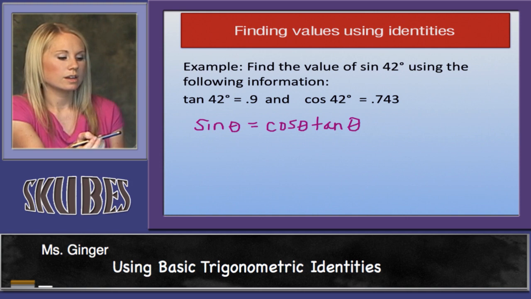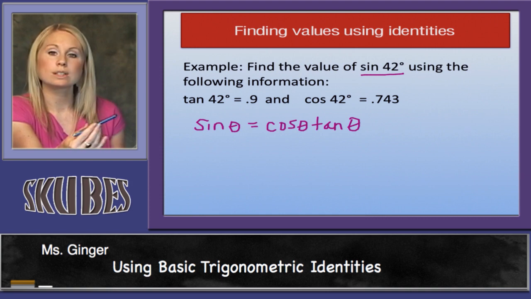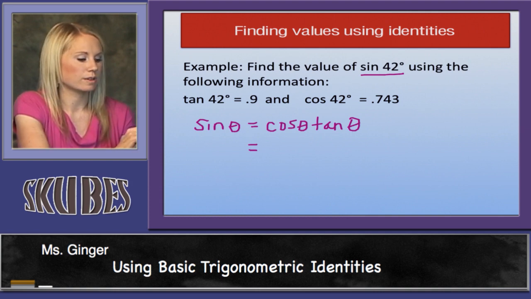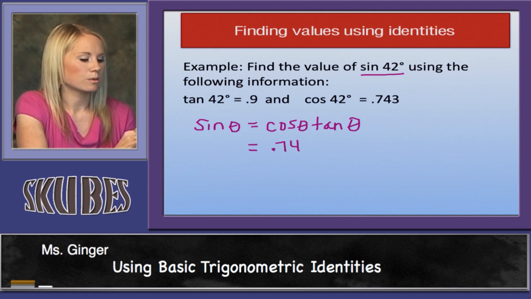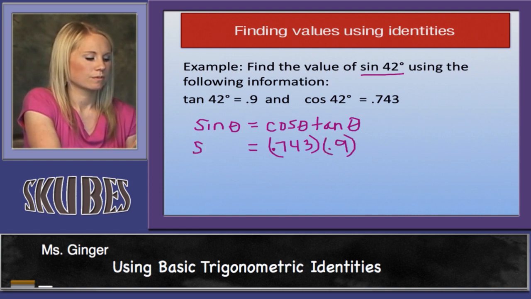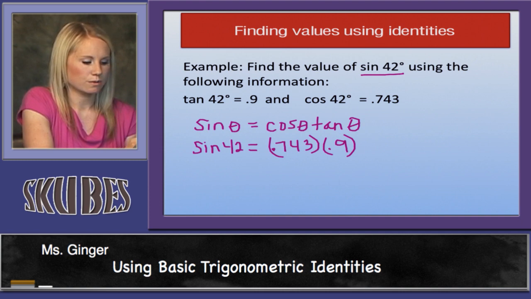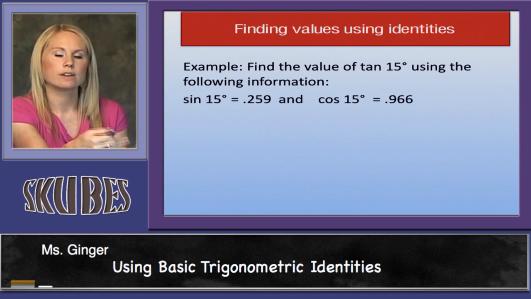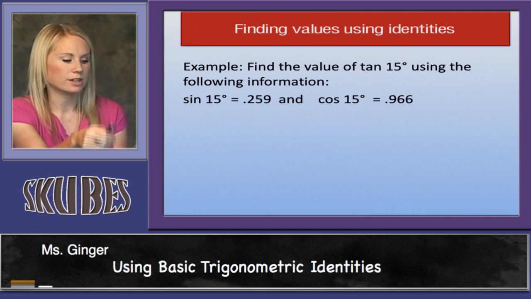If we're asked to find the sine of 42, and we're given the tan of 42 and the cosine of 42, all we need to do is multiply them. That's what it tells us to do to find sine. So we put those values in here, cosine times the tan value. That's going to give us the sine of 42, about 0.669 when you multiply that out in your calculator. That's using that basic identity and other given information to have a different way to find your answer.